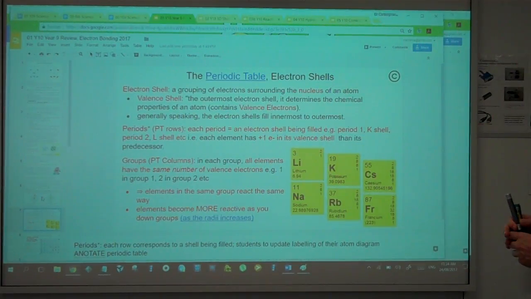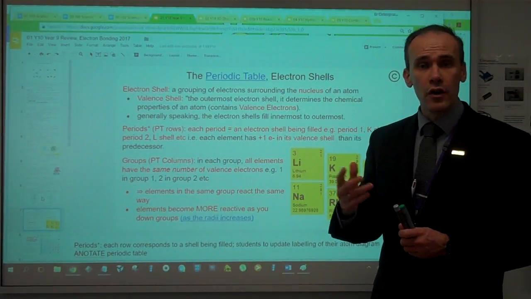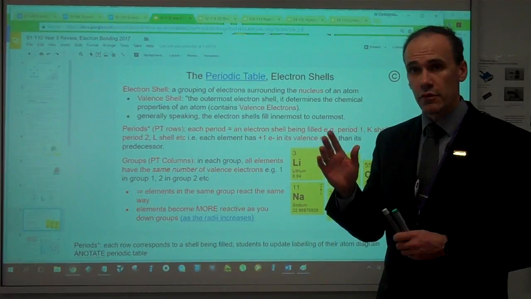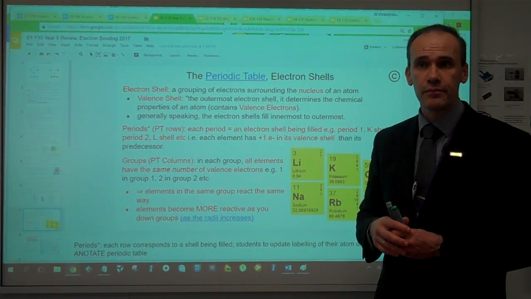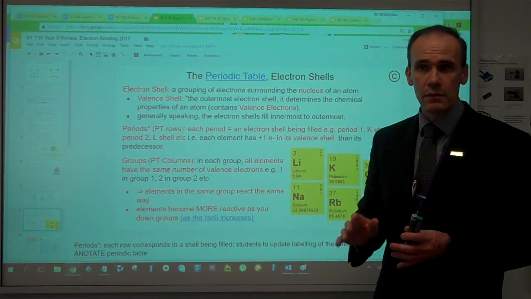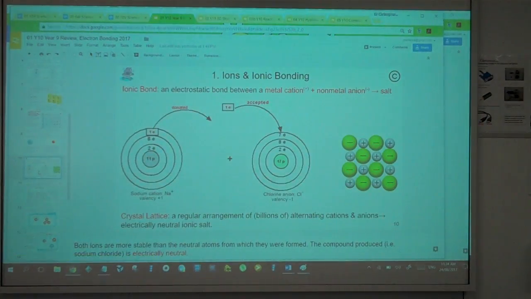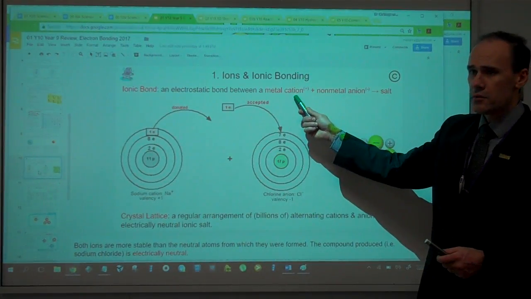Groups are indicative of valence electrons, the number of electrons in that outer shell. And groups react in the same way because they have the same number of valence electrons. Now that is all revision. You don't need to know that one. There is your ionic bond, an electrostatic bond between a metal cation. What does cation mean?